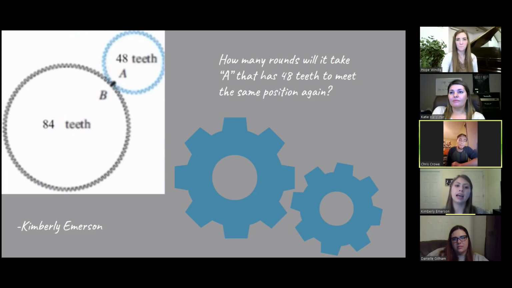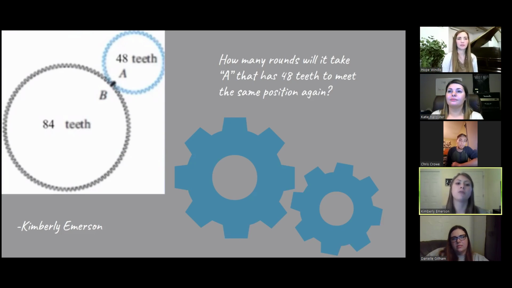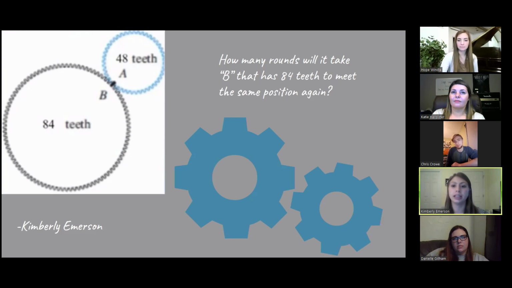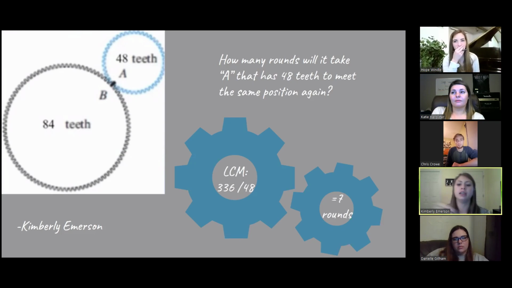So we see that point A has 48 teeth. We see that B has 84 teeth. So let's look and see how many rounds it will take A, the one that has 48 teeth, to meet 84 again, point B. And we're going to use the LCM, which you just told us what that was, 336, and we're going to divide that by 48 since we're looking for point A. And we're going to get 7 rounds. It's going to go around 7 times to meet 84.